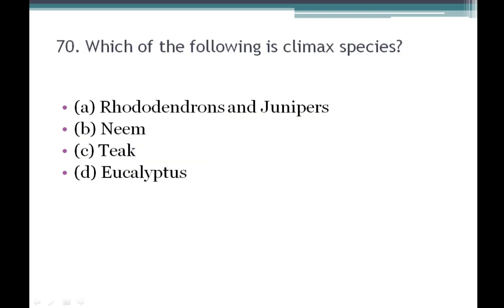Question number 70. Which of the following is climax species? Option A. Rhododendrons and junipers. Option B. Neem. Option C. Teak. Or option D. Eucalyptus. The correct answer is option A, that is rhododendrons and junipers.